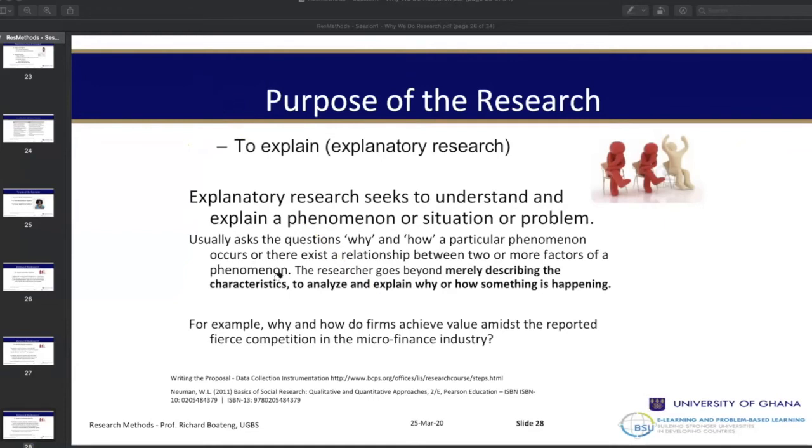So that type of research will seek to understand and explain a phenomenon or a situation, why it's occurring. So we don't just describe, we go on to analyze and explain why and how something is happening. And that's why we call that explanatory research. So you can have descriptive research, exploratory research, and explanatory research.